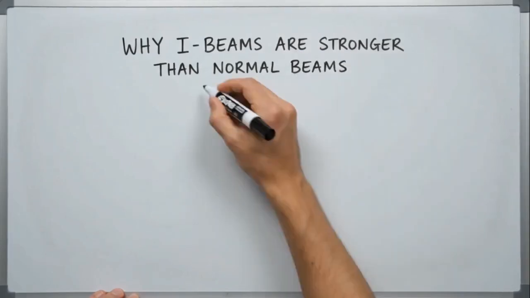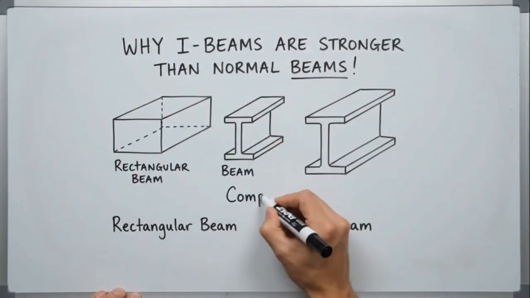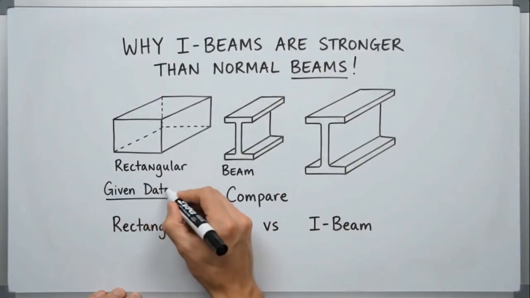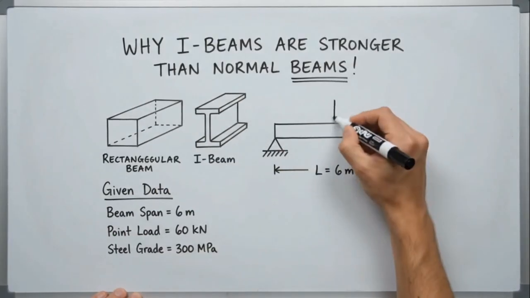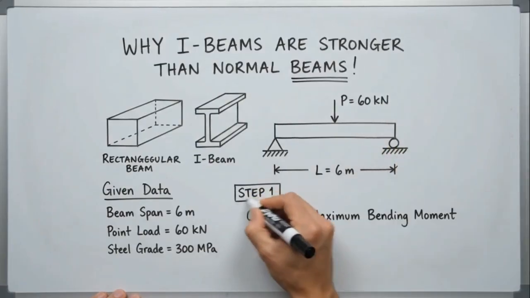Welcome! Today we will compare a rectangular beam and an I-beam. They will carry the same load, in this example, a 60 kilonewton point load, and are made from the same material.